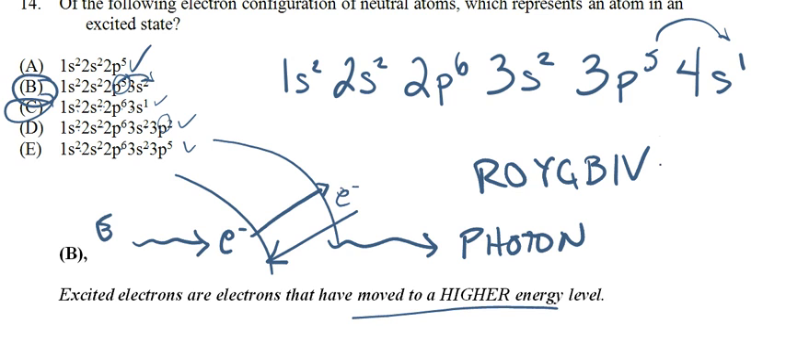Okay, so if we give it a lot of energy, it'll be on this end of the spectrum. If there's not so much and it doesn't jump very high, then it'll be on the red end of the spectrum. All right.